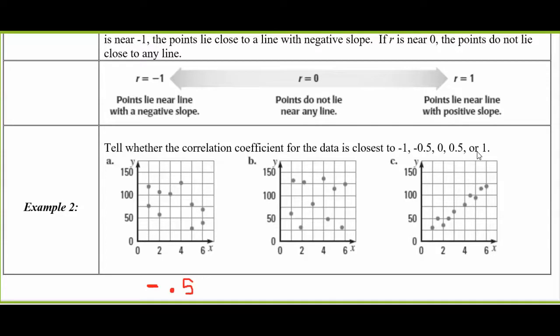In B, that correlation is pretty close to 0 because those points are super random. You can't see an upward or downward pattern. Therefore, 0. And in example 3, that data is going to be pretty close to +1 because it is increasing and almost forming a straight line.